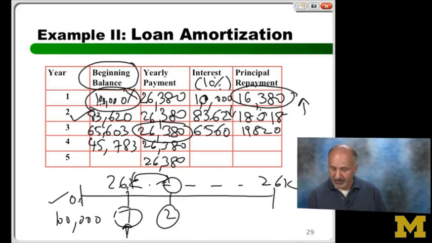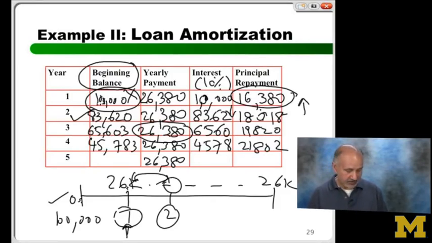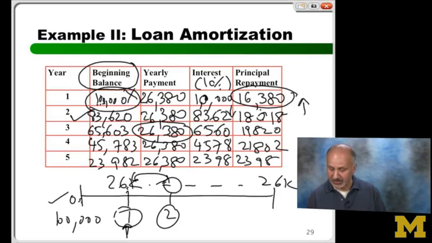75,783. This number drops to 4,578. This number goes up to 21,802. This number becomes 23,982. This number is 2,398. And the last number is 23,982.